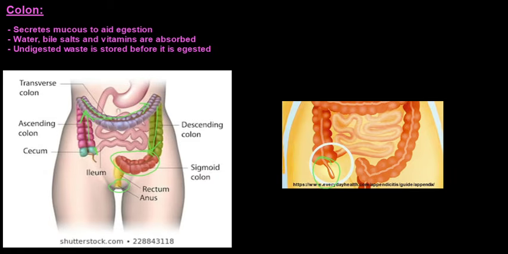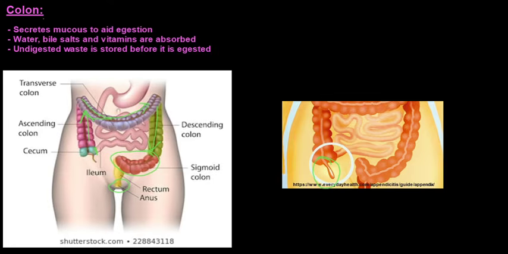Now, the functions of the colon is to secrete mucus to aid in digestion, to make sure that the food is nice and lubricated, so the chyme is nice and lubricated so that it can easily exit. And then water, bile salts, and vitamins are also absorbed here. And then undigested waste is stored before it is egested through the anus.